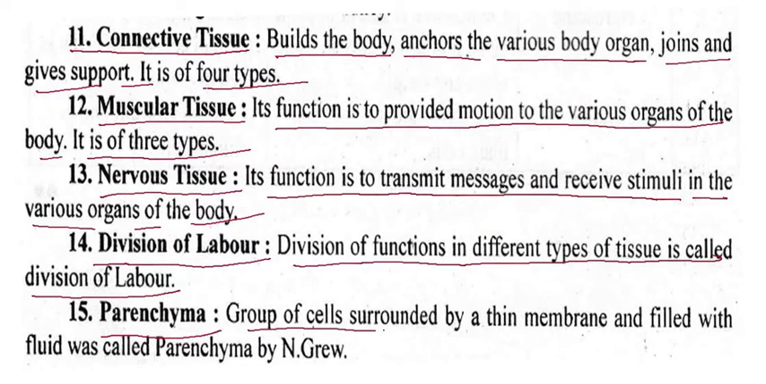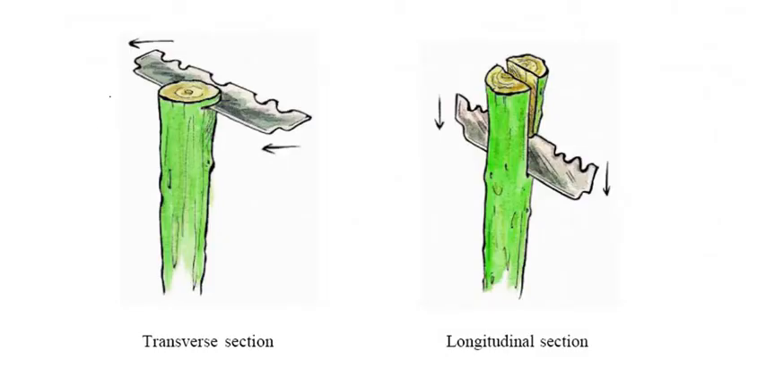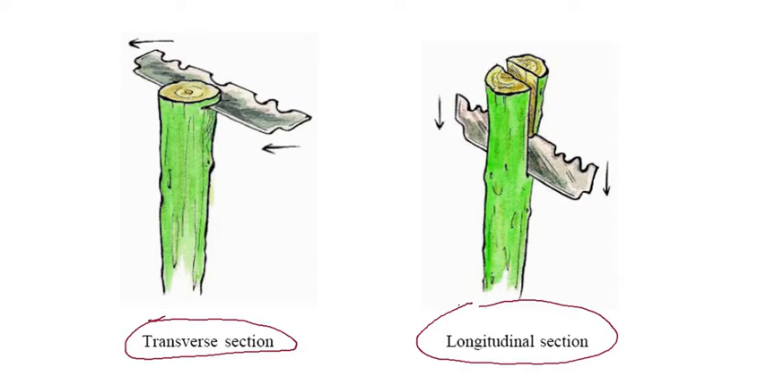Parenchyma: group of cells surrounded by a thin membrane and filled with fluid was called parenchyma. It is given by Nehemiah Grew. So you can see this is the cutting, and this is called a transverse section. It is a stem cut as a transverse section, and this is the longitudinal section. You have to learn this type of difference.